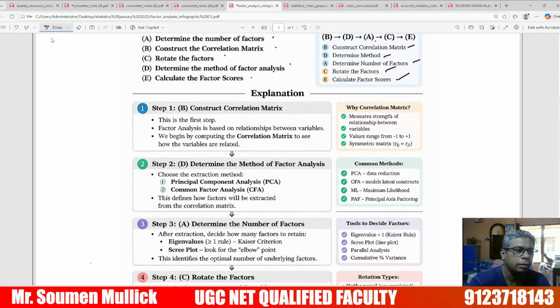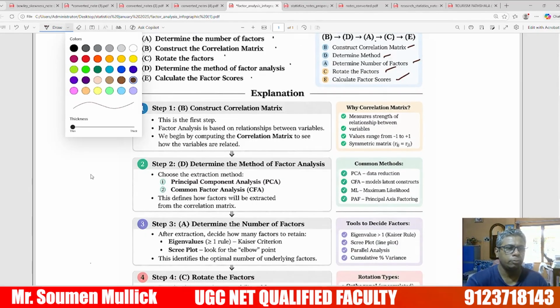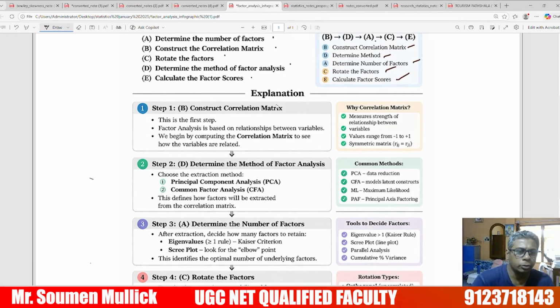So what is step one? Step one is construct the correlation matrix. This is the first step. Factor analysis is based on the relationship between variables, and we begin by computing the correlation matrix to see how the variables are related. Why correlation matrix? It measures the strength of relationship between the variables, and values range from -1 to +1. It is a symmetric matrix.